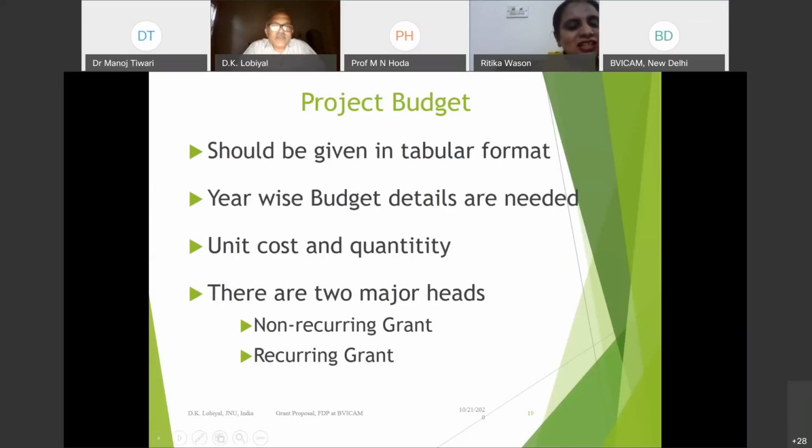Okay. Then if you are talking of equipment, then definitely you have to talk of the cost of the unit item and the quantity you need. That has to be specified very clearly.